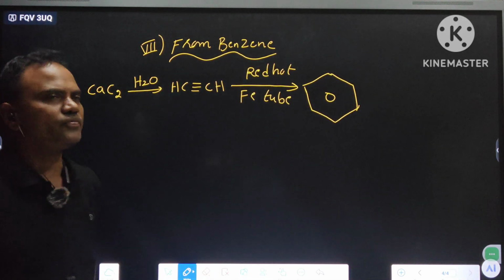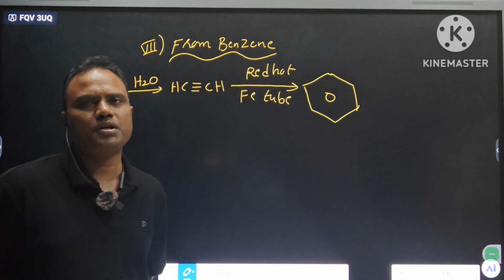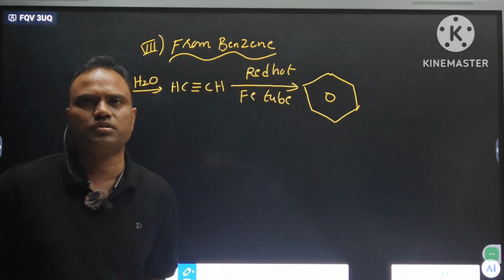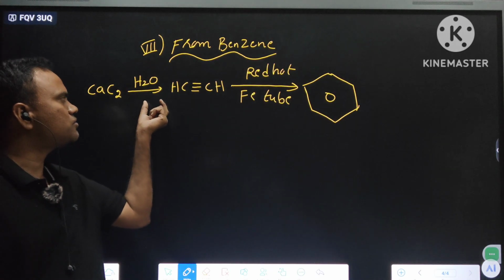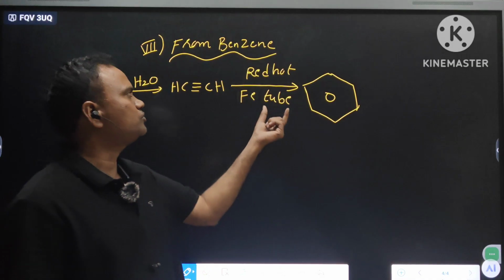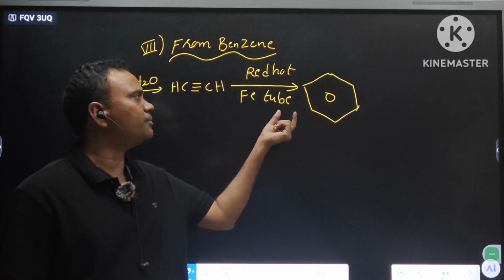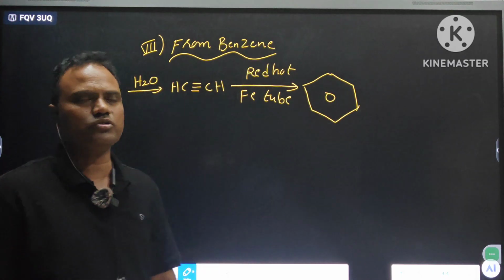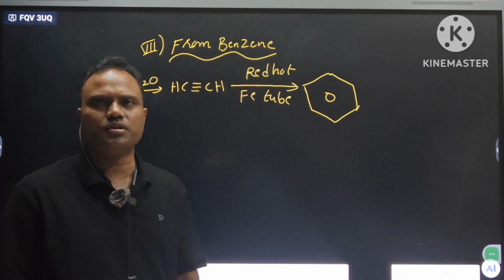We can prepare phenol directly from benzene, but sometimes you will get conversions like this, right? Calcium carbide when subjected to hydrolysis, acetylene is produced. Acetylene undergoes polymerization in the presence of red hot iron tube or copper tube to produce benzene. Right? Okay. This is benzene preparation method.